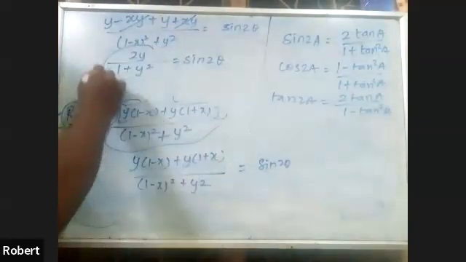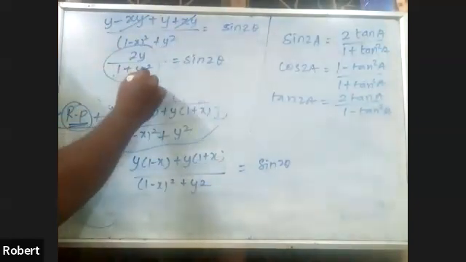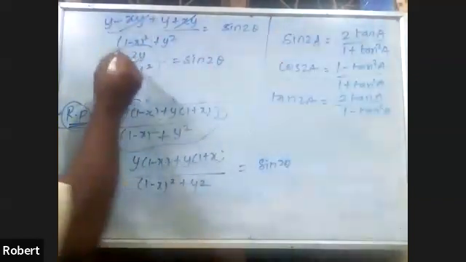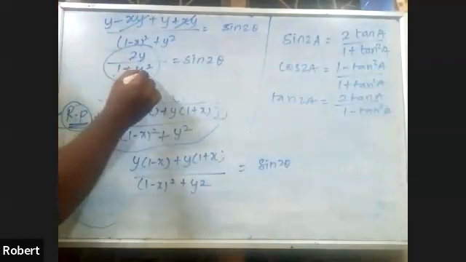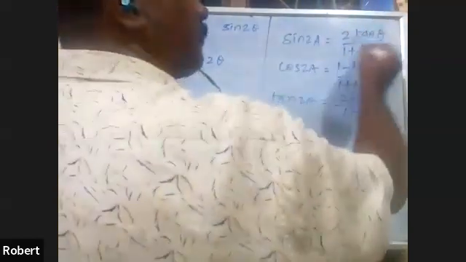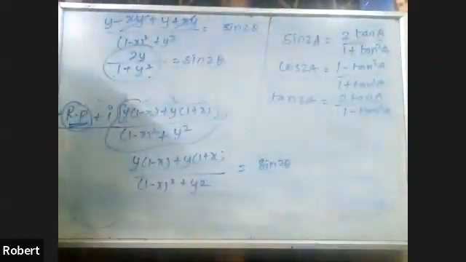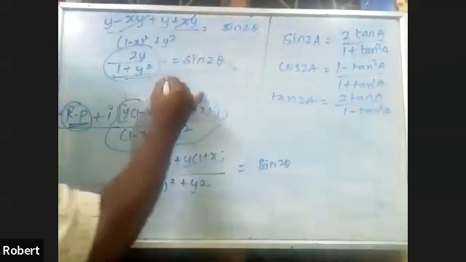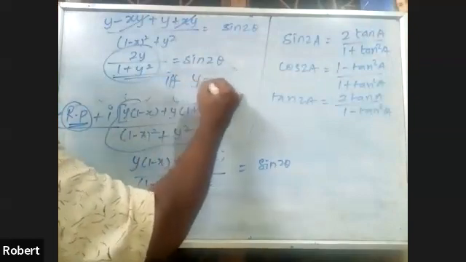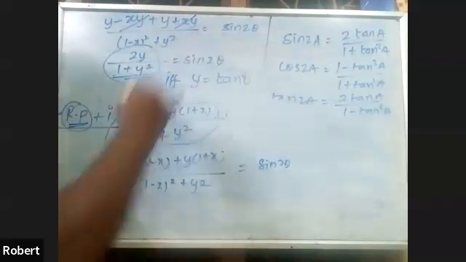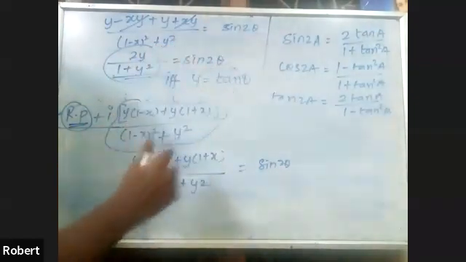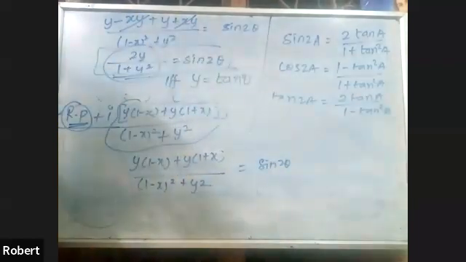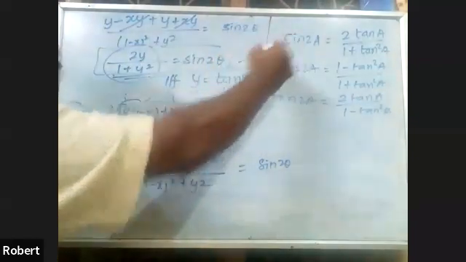இப்போ now let us take this 2y over 1 plus y square. If I suppose I put y is tan theta, then this becomes 2 tan theta over 1 plus tan square theta. 2 tan a over 1 plus tan square a is nothing but sin 2a. Therefore, this equation is satisfied if and only if y is equals to tan theta. If y is equals to tan theta, the given locus satisfies. இல்லனா satisfy ஆகாது. அதுதான் அந்த ஃபார்முலா கனெக்ஷன் கொடுத்திருக்கேன் பாருங்க.